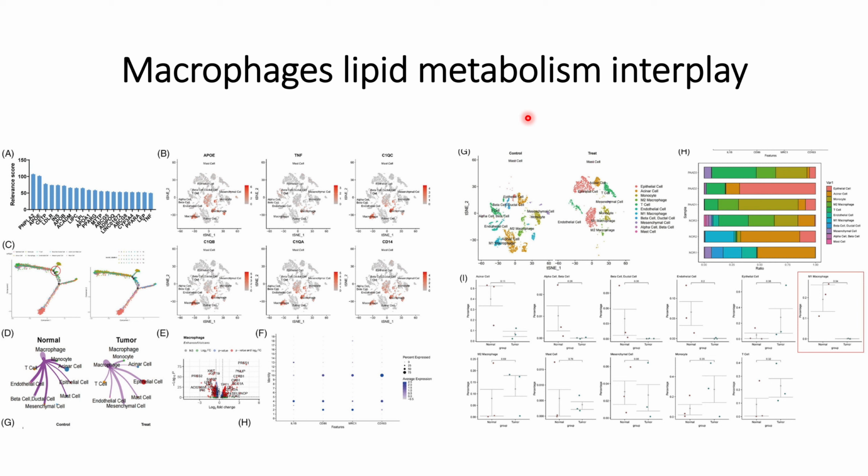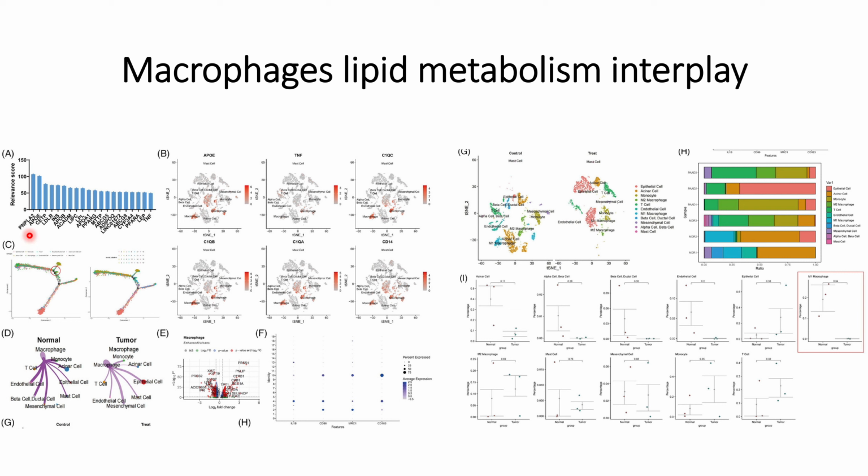From the literature, they found that macrophages have a role towards lipid metabolism. So from this hypothesis, they identified the top 20 genes and their relevance scores towards lipid metabolism. These are the relevance scores of the top 20 genes which are relevant to the lipid metabolism.